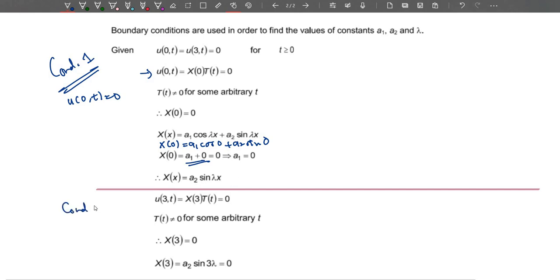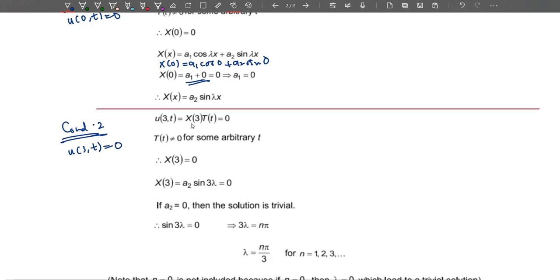Next, the second condition is u(3,t) equal to 0, which means X(3) times T(t) equals 0. And then T(t) does not equal 0 for some arbitrary t. Therefore, X(3) equals 0. And here, X(x) is A2 sin lambda x. That means X(3) is equal to A2 sin 3 lambda, and it is equal to 0.